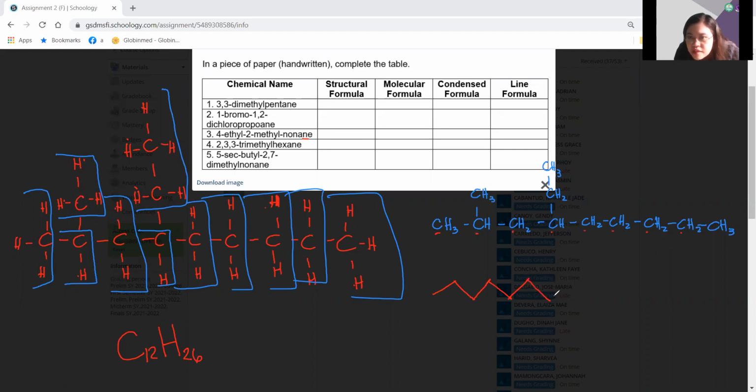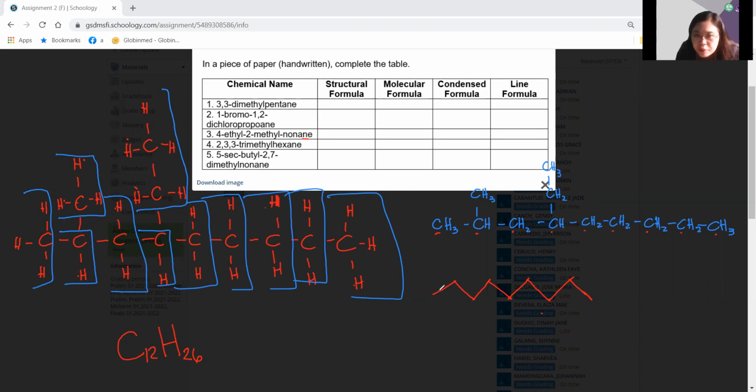And then this. And lastly, this one. Sorry kung dili na sila pantay. Well, let's count. 1, 2, 3, 4, 5, 6, 7, 8, 9. Okay, tama. 9 carbons for the parent chain. And then let's add the substituent.